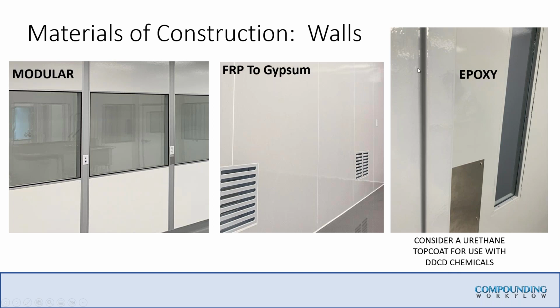And they did a great job on this urethane top coat. You can see though that epoxy paint looks a little bit of what I like to call goopy. But in the end, if you use a urethane top coat, it does look good. So that's all I'm going to talk about on materials of construction. I could talk about that to death.